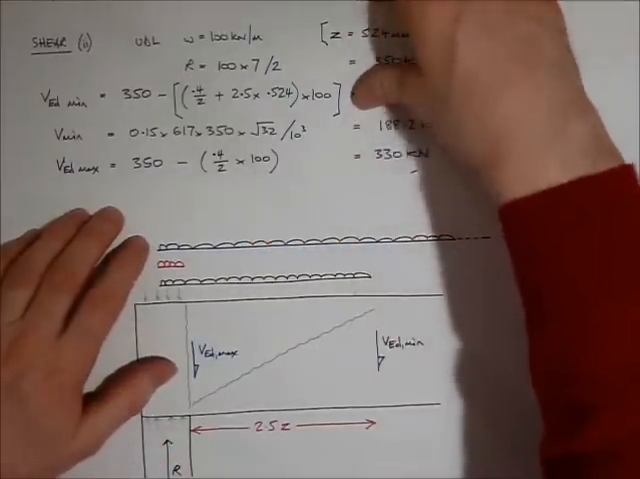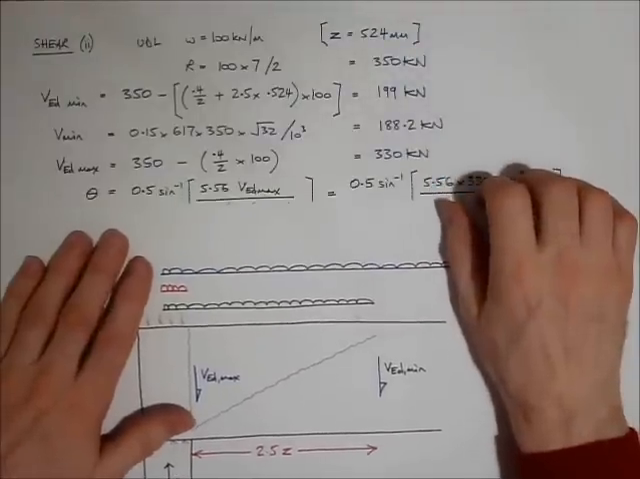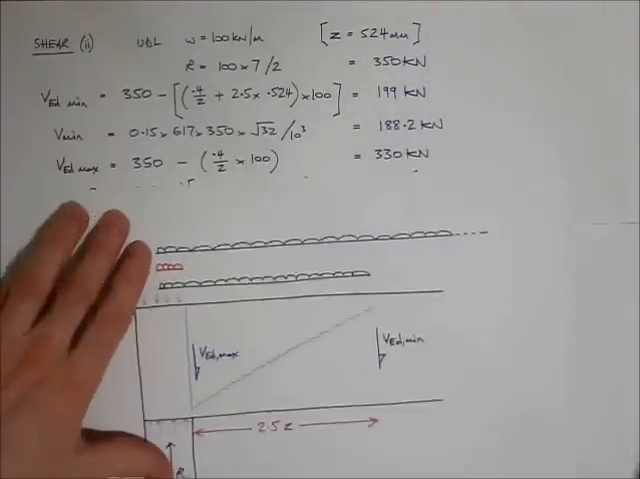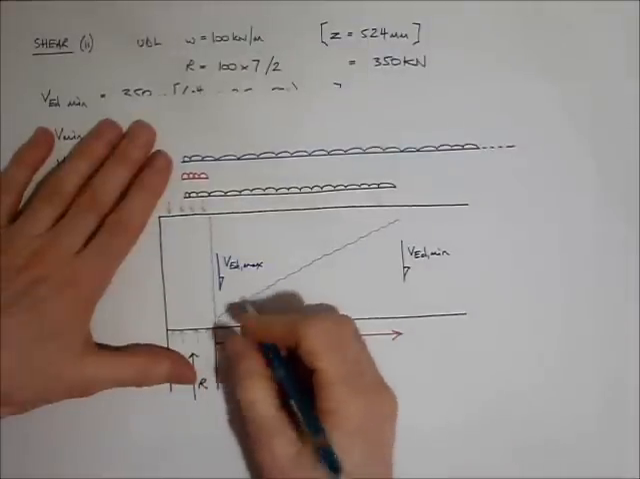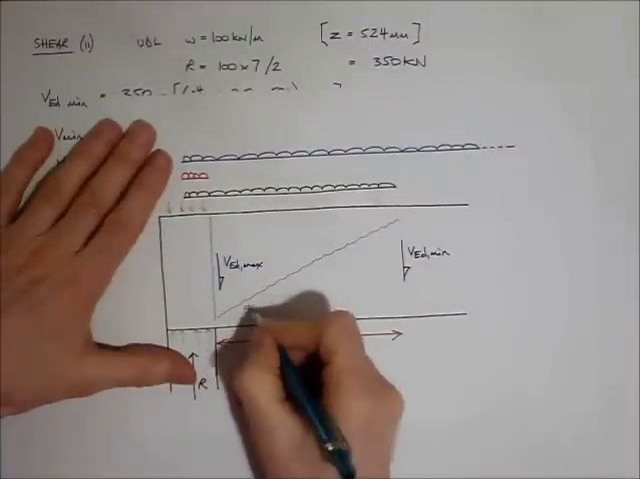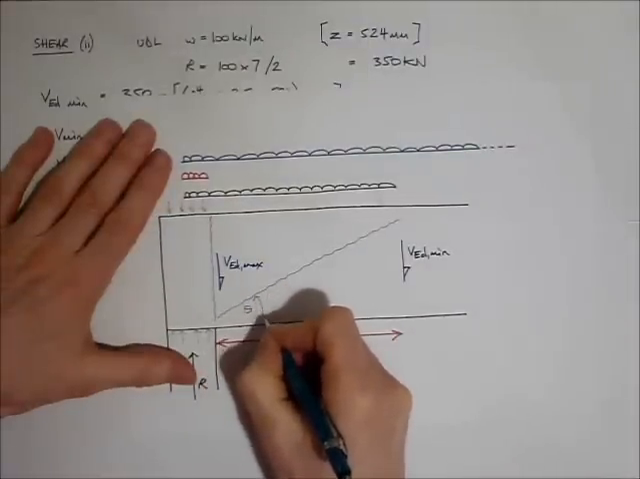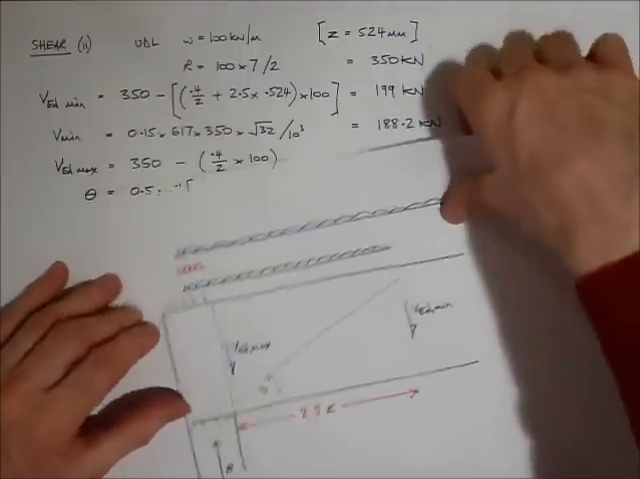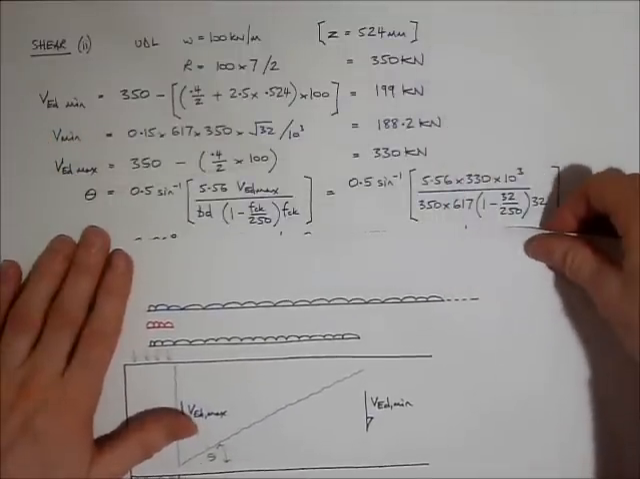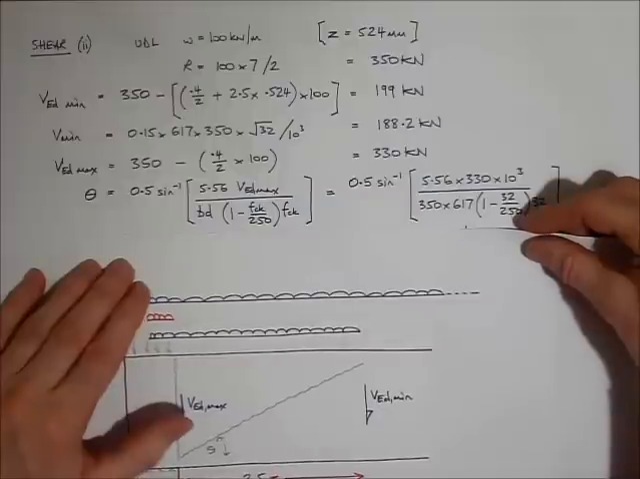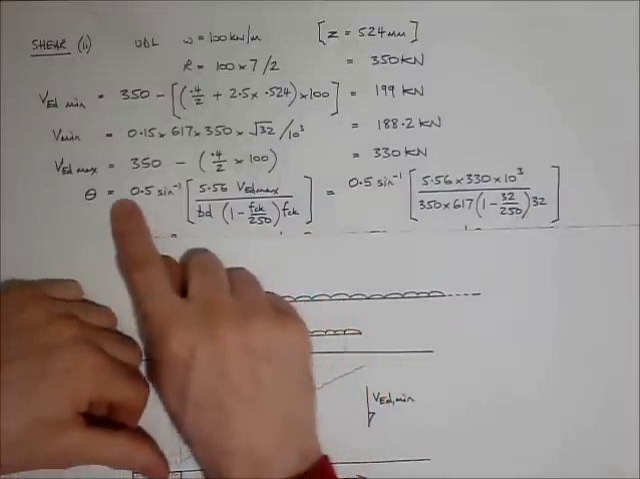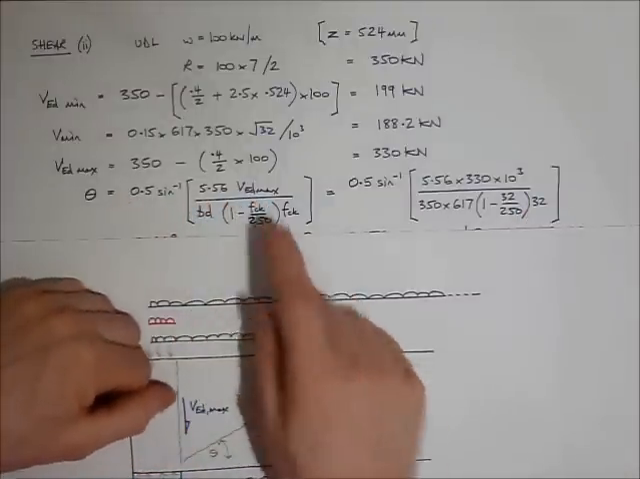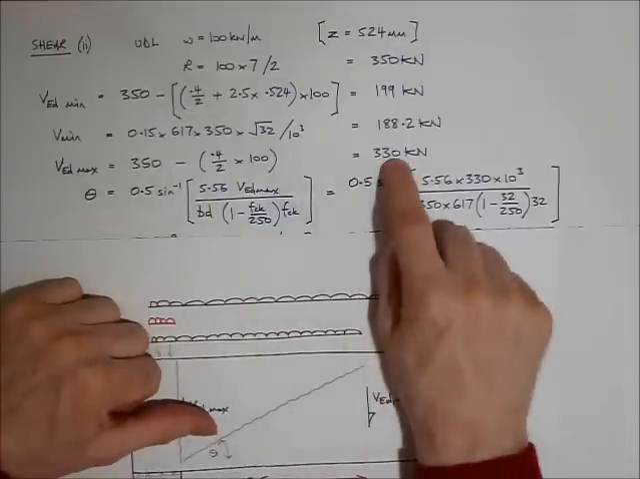That's good. Why do I want that? Because I want to plug it into this superb equation which gives me the angle of the strut action in the concrete. This is a great equation. It really tests your ability to use your calculator. A half of sine to the minus 1, 5.56 VED max, we've just calculated that, 330.